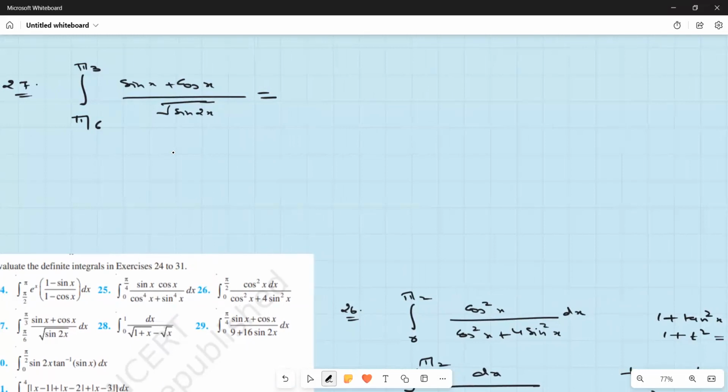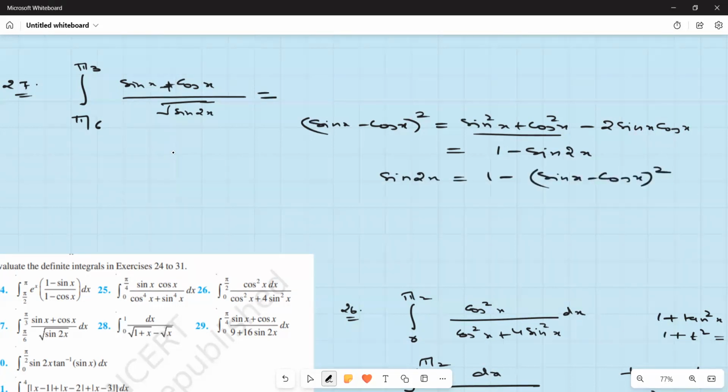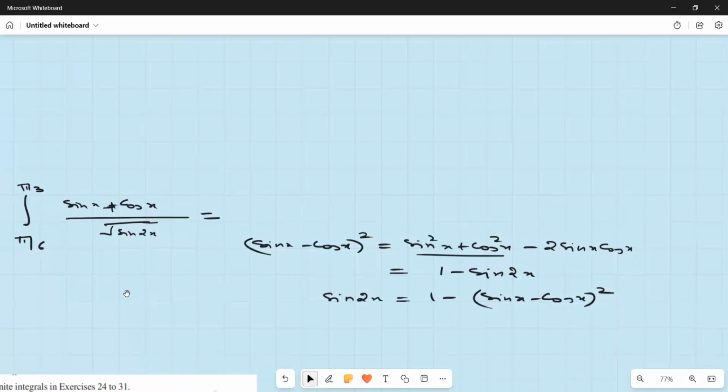remember, in these types of questions, when there is plus in the numerator, you will try to take sin x minus cos x in the denominator by using this method. Sin square x plus cos square x minus 2 sin x cos x. What is 2 sin x cos x? Sin 2x, no? And this is 1. So we will get sin 2x. So can I get sin 2x from here? Sin 2x is equal to 1 minus sin x minus cos x whole square. And what do we have over here? Square root. We will get the whole square. So let us try to solve this question now.